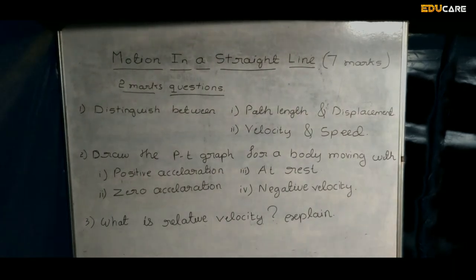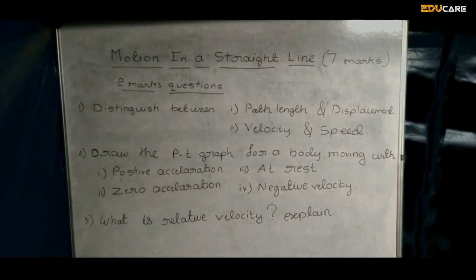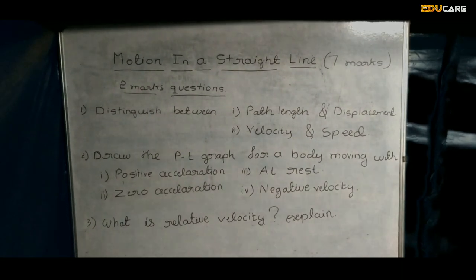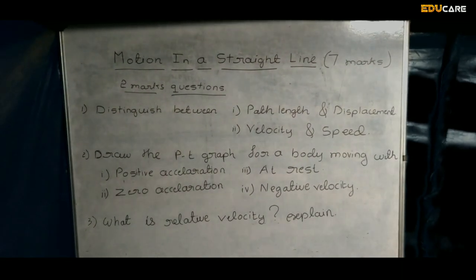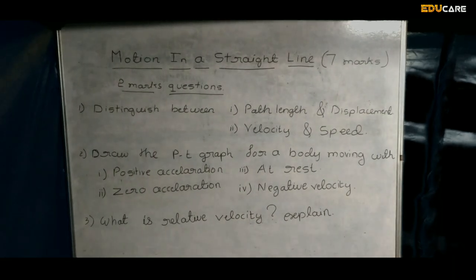And the next question is draw the position time graph for a body moving with positive acceleration or zero acceleration, or at rest, or negative velocity. Okay. And the next one is what is relative velocity and explain it.